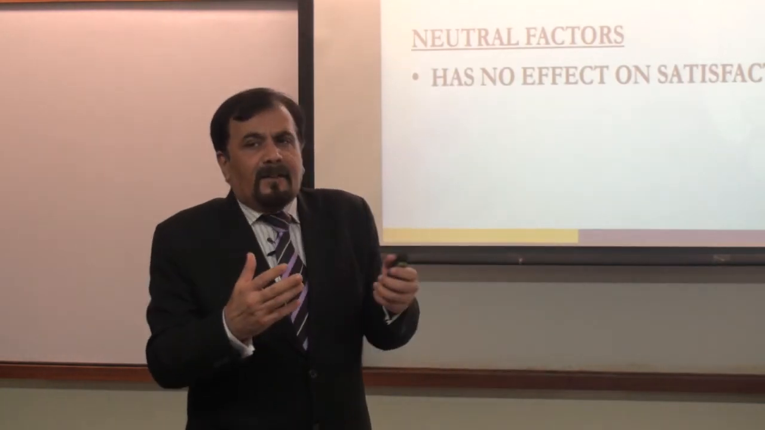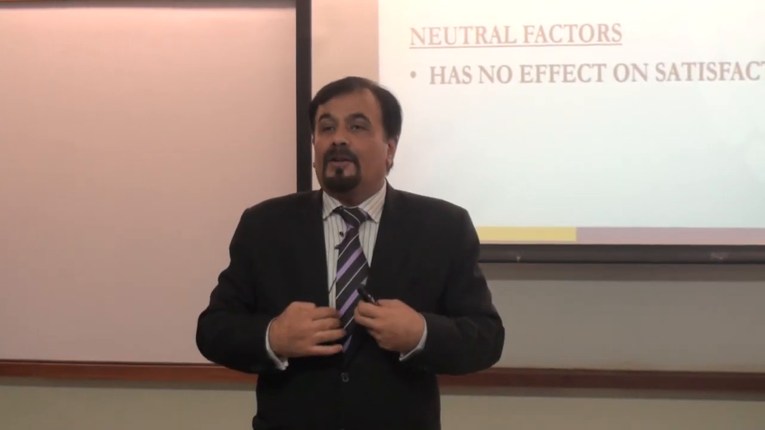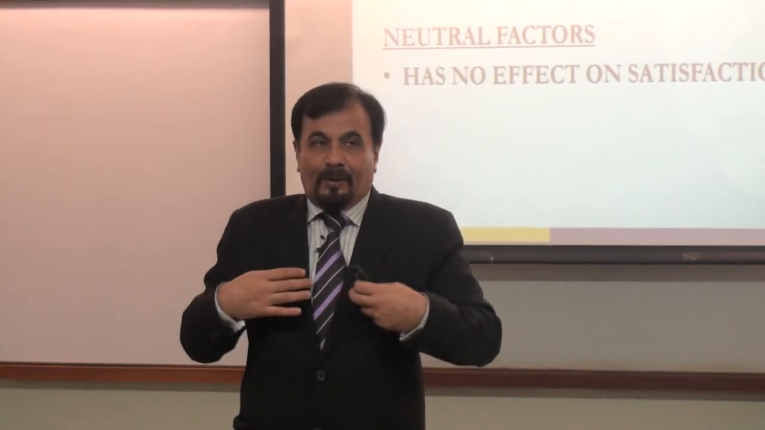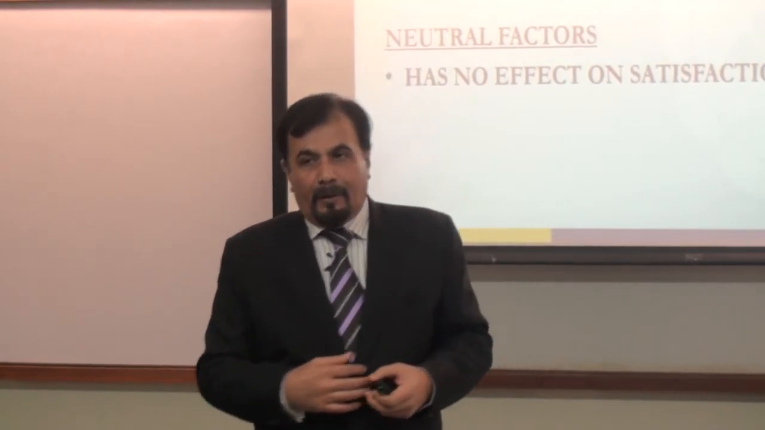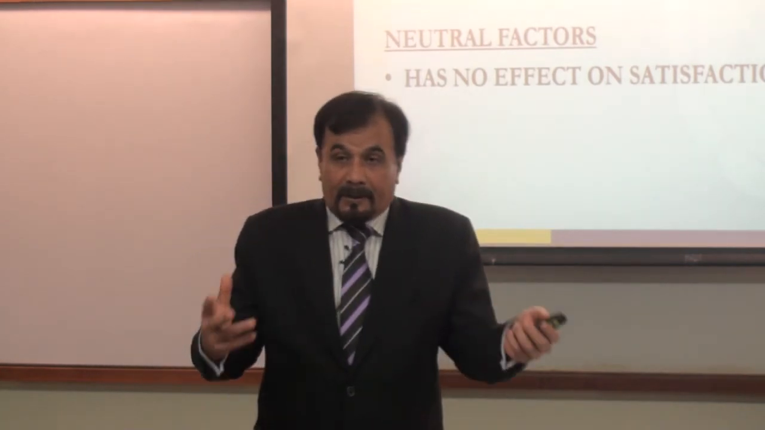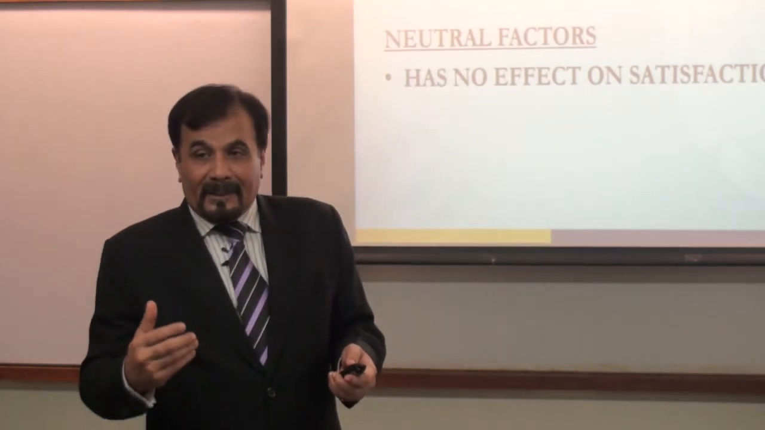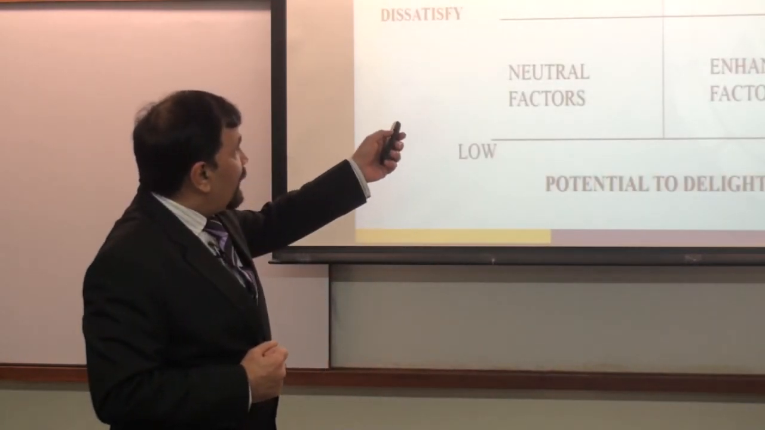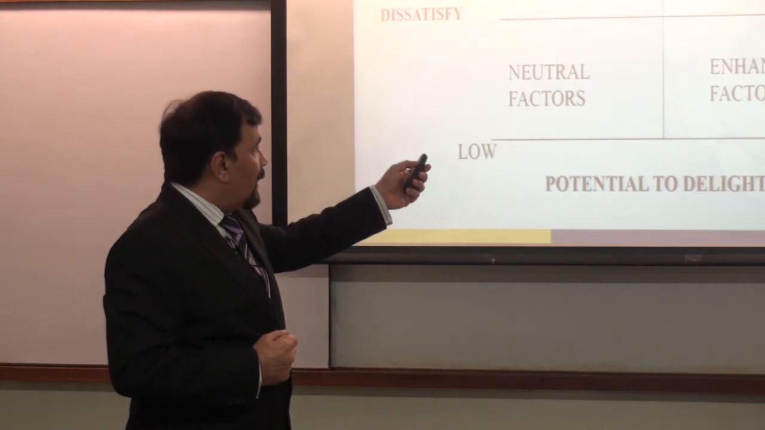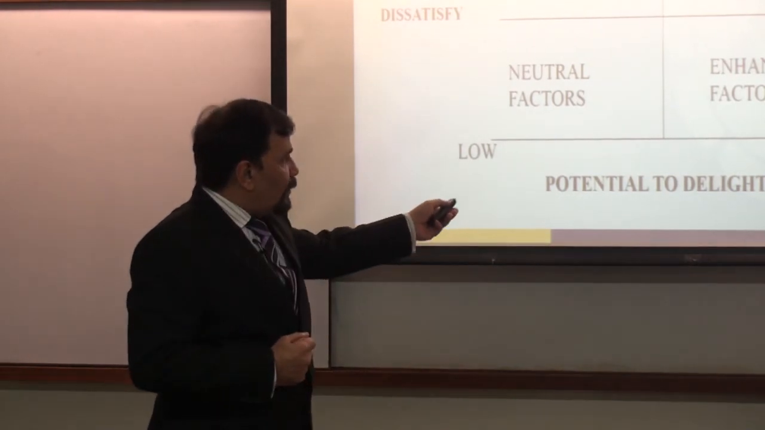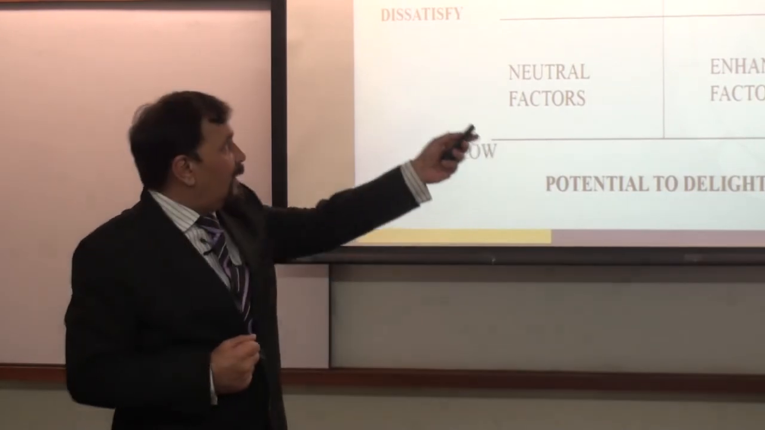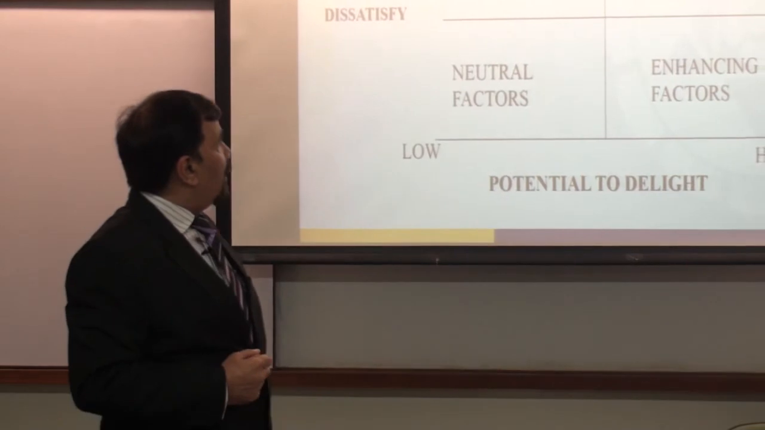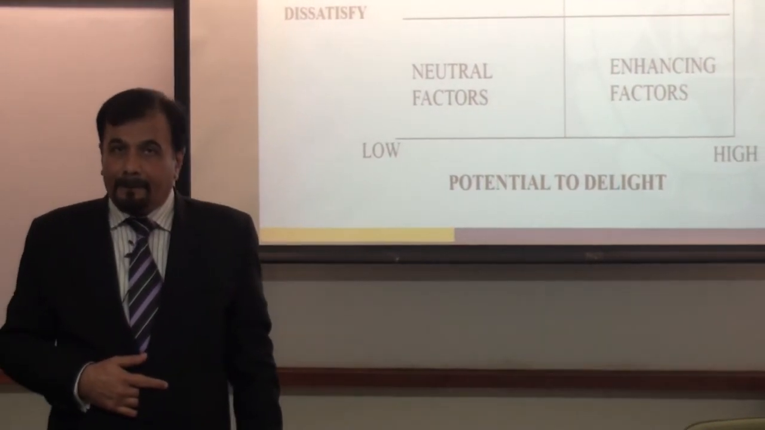A neutral factor does not have any effect. Now, the color of the uniform, will it have any effect on customer satisfaction, whether you are wearing a red uniform or a blue uniform or white? It does not have any effect on customer satisfaction. That is why it is called a neutral factor. We have seen four factors: hygiene factor, critical factors, enhancing factor and neutral factors. The potential to delight is very, very high for the enhancing factor, and the potential to dissatisfy is very, very high for the hygiene factor if it is not there.